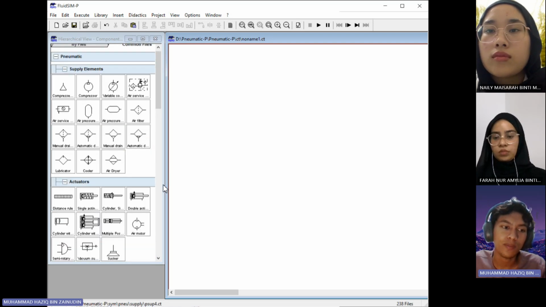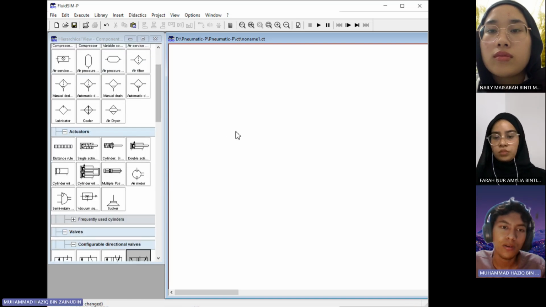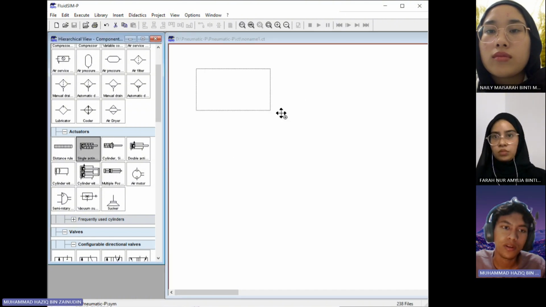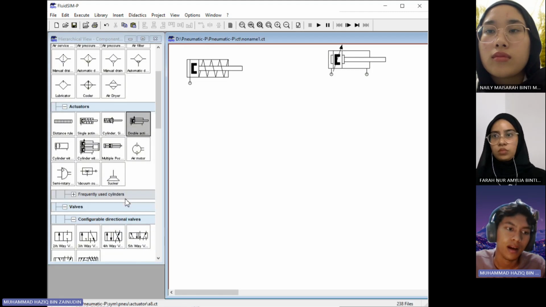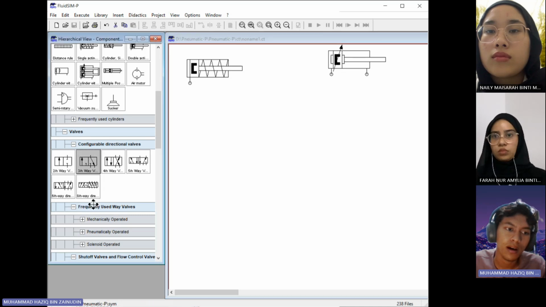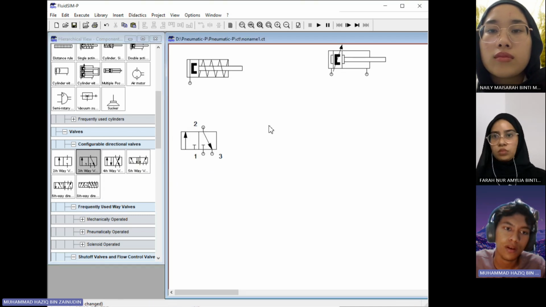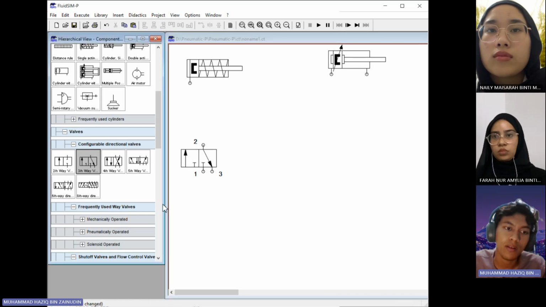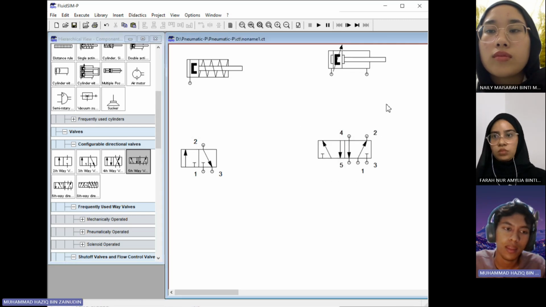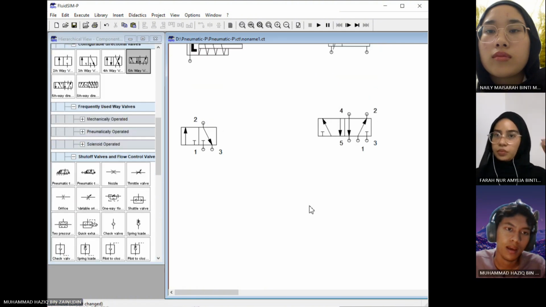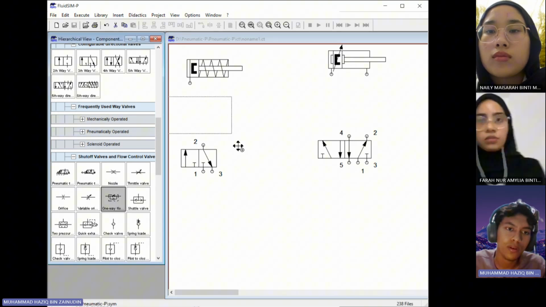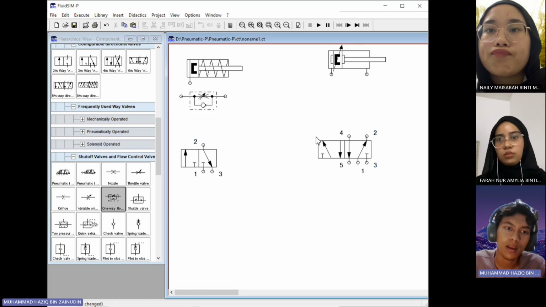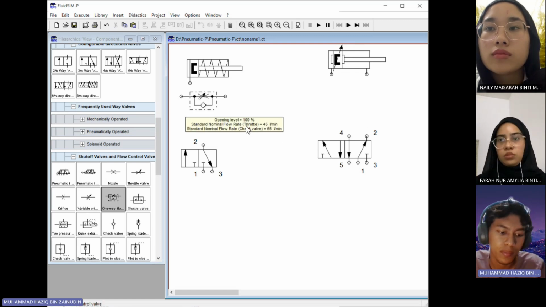Today, we are going to explain how actuators work in FluidSIM. Okay, first I'm going to use single-acting actuators and double-acting actuators. And for the valve, I'm going to use a three-way valve for the single-acting and a five-way valve for the double-acting. And to control the speed of the actuators, I'm going to use a one-way flow control for both actuators.